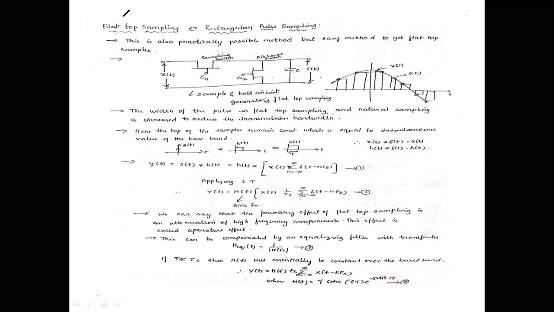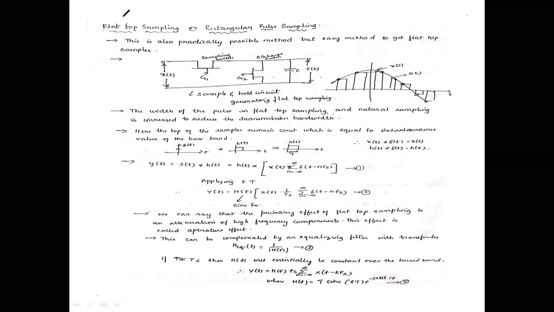Now, during transmission, noise is introduced at the top of the transmission pulse in flat top sampling. When I combine the flat top sampling, which is a sample of the original signal X of t, during transmission, if any noise occurs, the noise is introduced at the top of the transmission pulse, which can be easily removed if the pulse is in the form of a flat top. Okay, this is the advantage here.